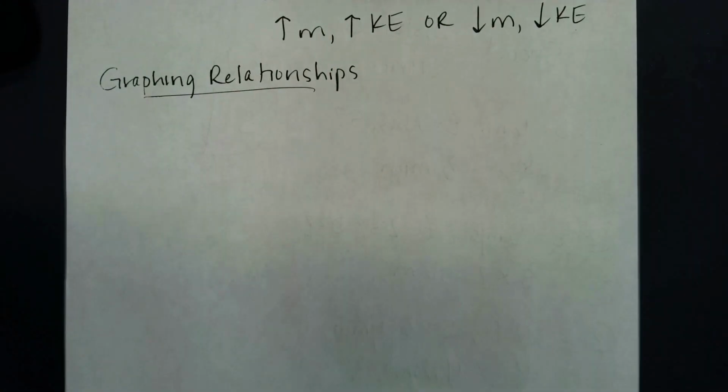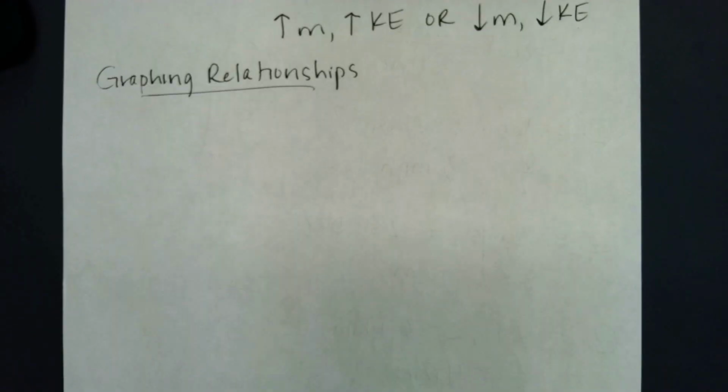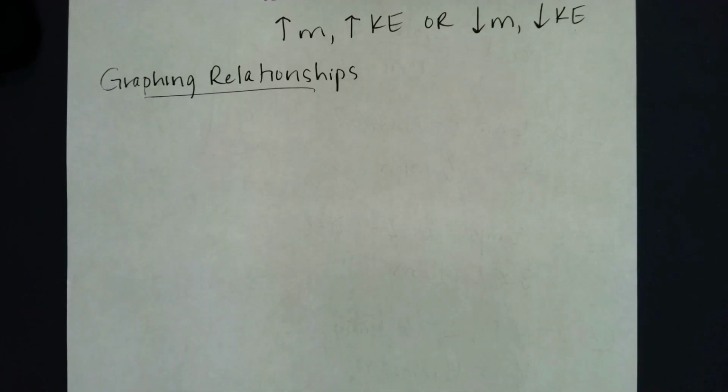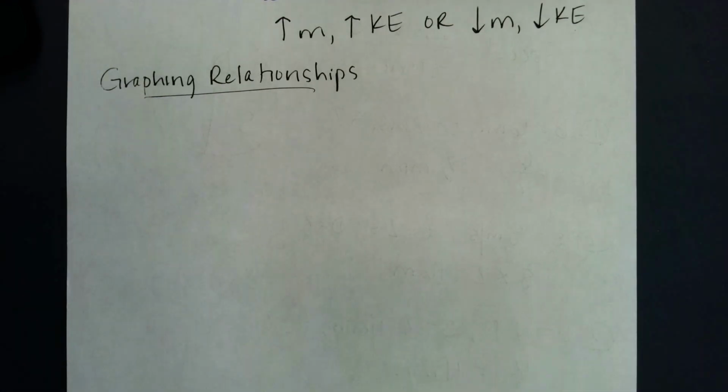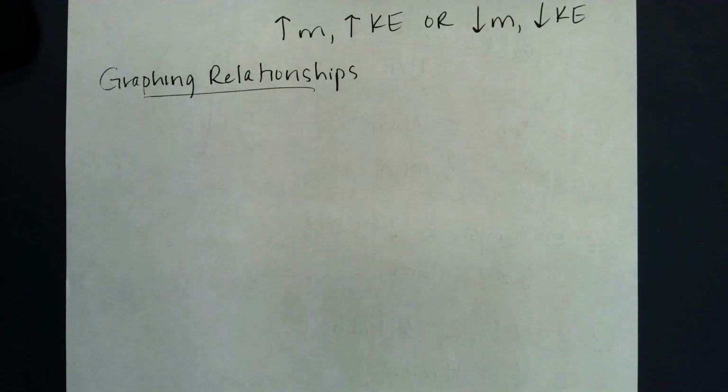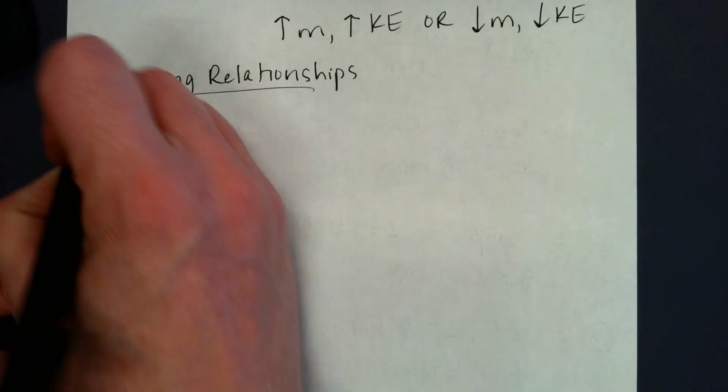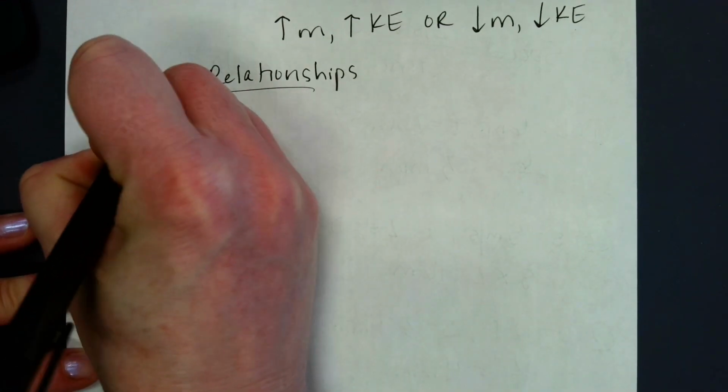Okay. During activity 5, you guys made graphs using data. Half of you made the speed versus kinetic energy graph, and half of you made the mass versus kinetic energy graph. So we're going to figure out, using those graphs, which one has a bigger impact. Okay. Let's start with mass versus kinetic energy.